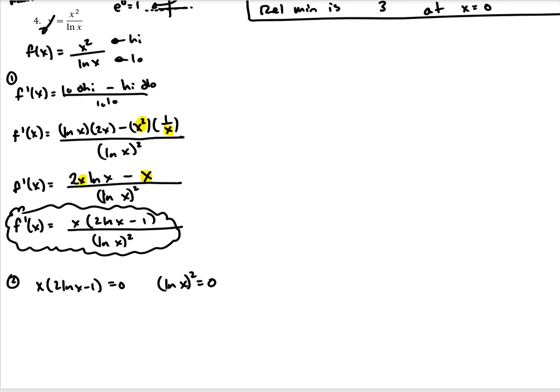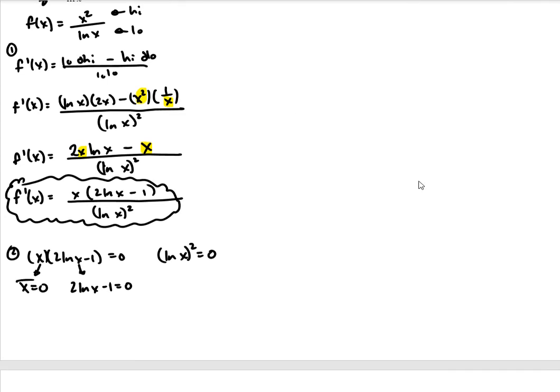Well, this first one is still a product. So the x times this. So that means this x I can set equal to 0. And then this 2 ln of x minus 1 I can set equal to 0. And so then I want to keep solving. This one is actually already solved. X is 0. This one I can add 1 over. So we have 2 ln of x equals 1. And then we could divide by 2 to get ln of x equals 1/2.